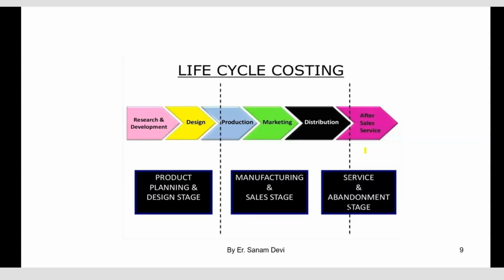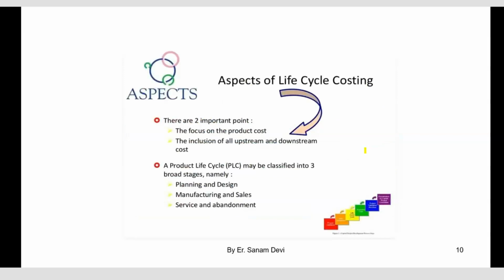Life cycle costing flow chart. There are two important points. It focuses on product cost. Very important: focus on product cost and the inclusion of all upstream and downstream costs. Means research and development, support costs, etc. are allowed in life cycle costing.